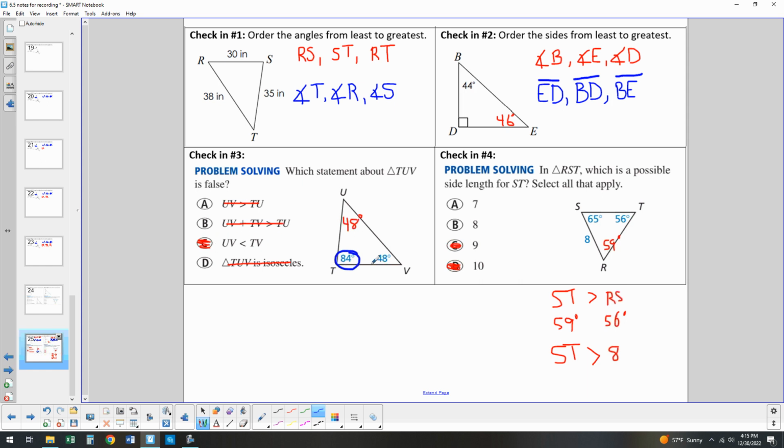That is our answer. And in my last one, finding my last side, I know I'm comparing ST, and the only other side I have is SR. So I'm comparing ST to SR, which means I'm comparing the 56 and the 59. So 59 is greater than 56, which means ST is greater than RS or SR. And I know that that value is 8, so ST has to be bigger than 8. So the two answers that were bigger than 8 were 9 and 10. And that is the end of 6.5, inequalities in one triangle.